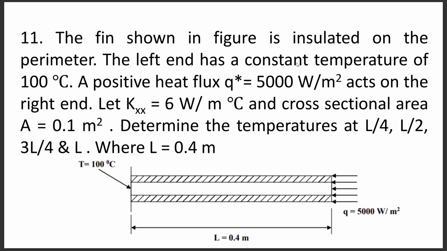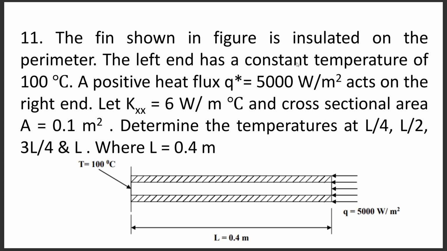The fin shown in the figure is insulated on the perimeter. The left end has a constant temperature of 100 degrees centigrade. A positive heat flux of 5000 watt per meter square acts on the right-hand side. Thermal conductivity of the material is 6 watt per meter degree centigrade, and the cross-sectional area is 0.1 meter square. Determine the temperatures at L/4, L/2, 3L/4 and L, where L equals 0.4 meter. So the problem is clear.